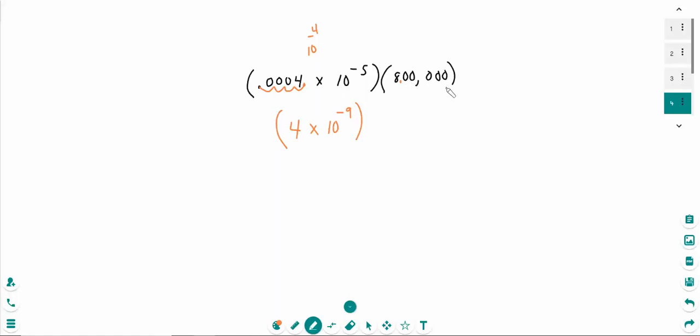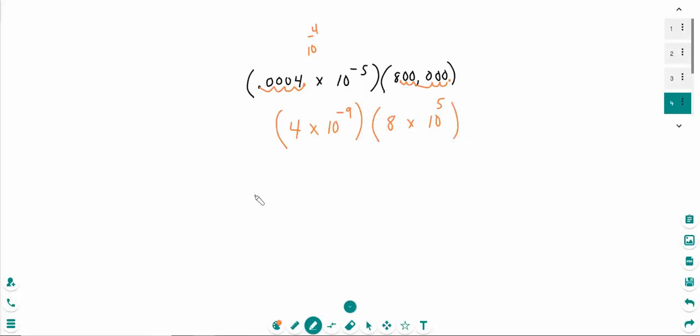So that's where we want it. Where is it? Well, it's way down here. So to get back to that, we'd have to move it once, twice, 3 times, 4 times, 5 times. So we're going to have an 8.0, which is just an 8, times 10 to the positive 5, because we had to move it to the right to get back to where we started.